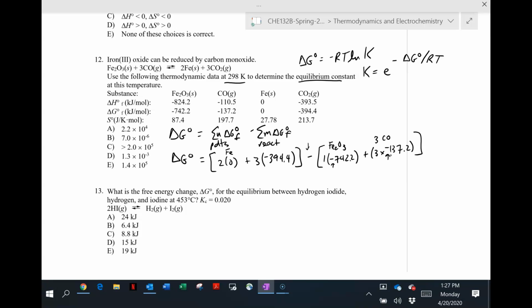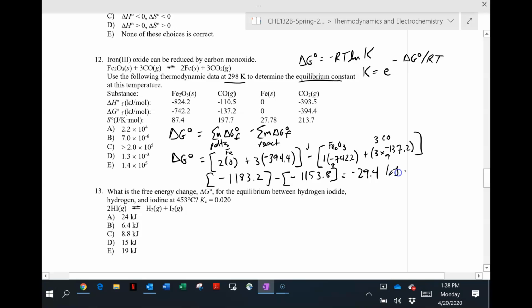3 times 394.4 negative. Okay, so that first term is negative 1183.2. And then I'm subtracting from that 3 times 137.2 negative, minus 742.2. Okay, so this term is negative 1153.8. So that comes out to be negative 29.4.